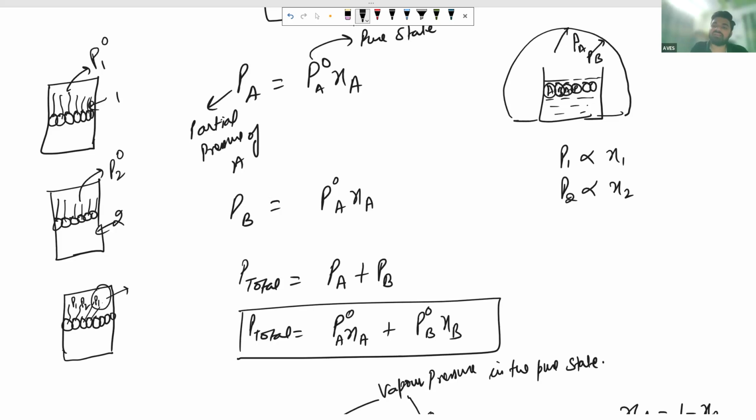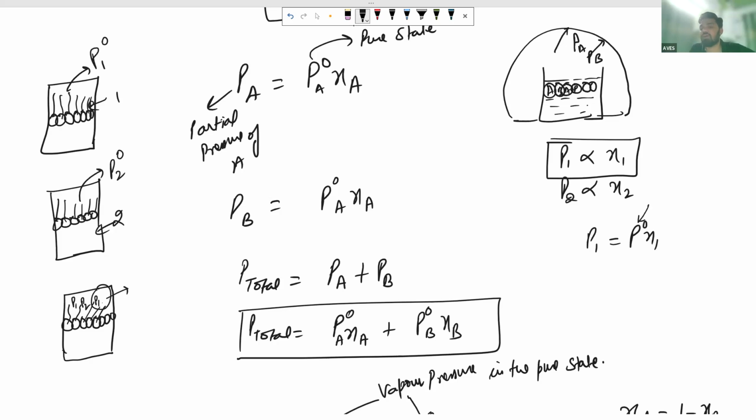So we say that Raoult's law says that the partial pressure P1 is directly proportional to the mole fraction. The partial pressure exerted in the solution form, when two liquids are mixed together, is directly proportional to the mole fraction. Then why are we multiplying? Why are we saying that P1 equals P naught x1? Why are we multiplying by x1?